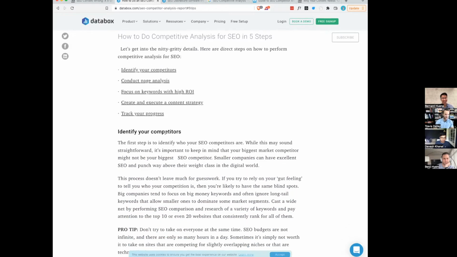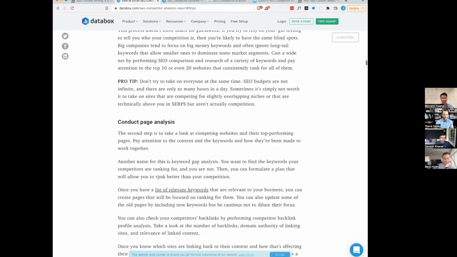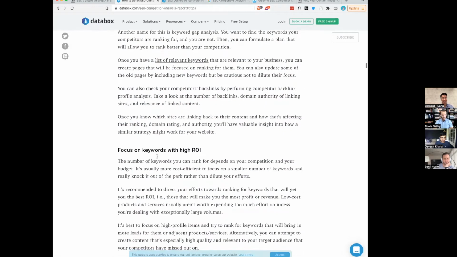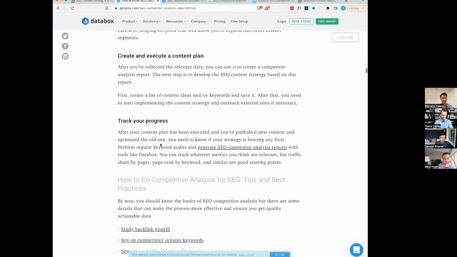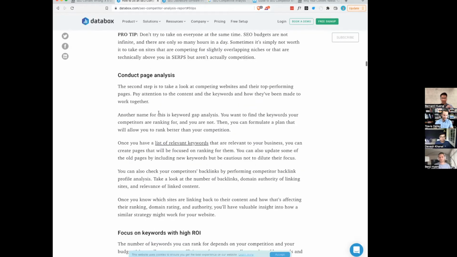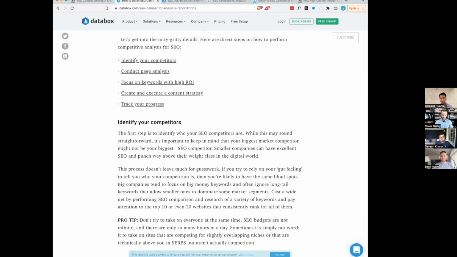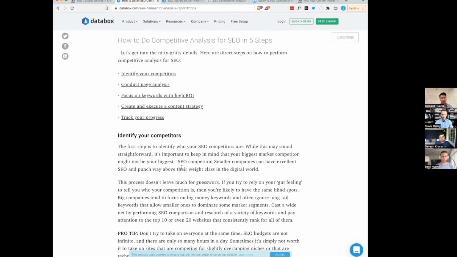How to do it. Identify competitors. Surprise, Benji, they are all copying each other. Conduct page analysis. Isn't this literally what they're asking to do, I guess? Focus on keywords with high ROI. Yeah, we did talk about this. Create an executor. Yeah, this feels very surface level. It feels like someone just looked at the first post and then reworded it in their own language instead of having anything original to say.